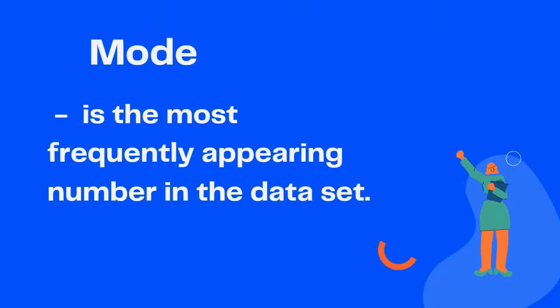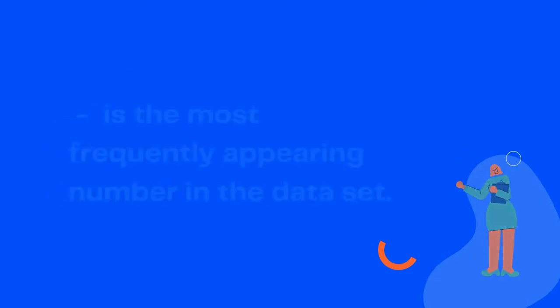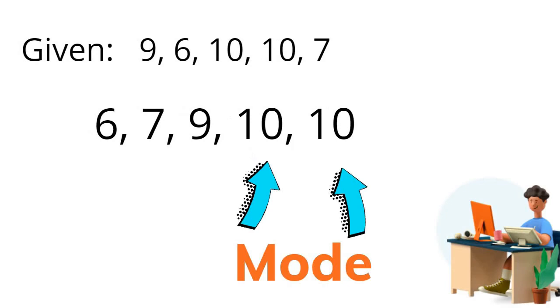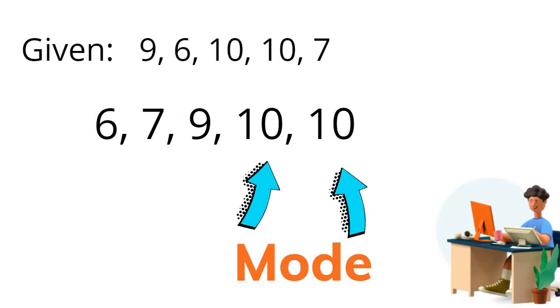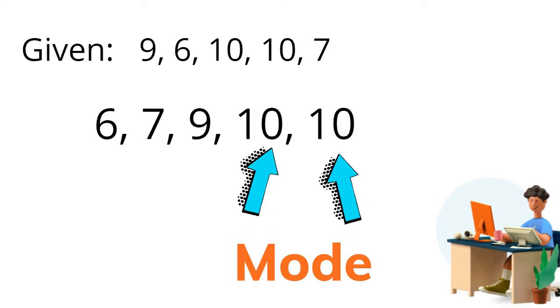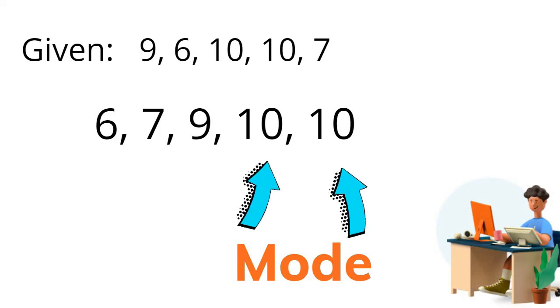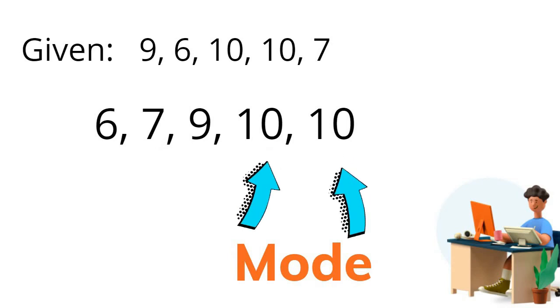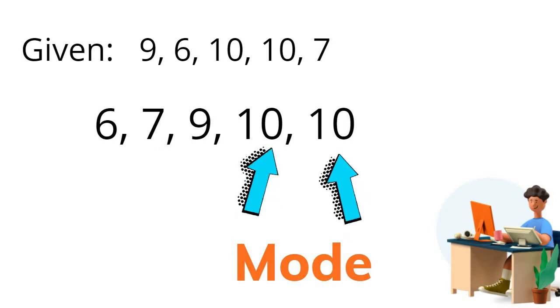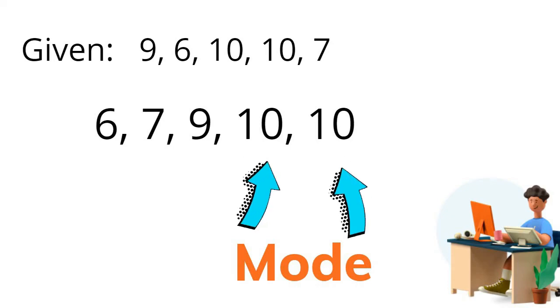Next is the mode. Mode is the most frequently appearing number in the data set. So for example, again, if we have 9, 6, 10, 10, 7, first, we're going to arrange that from least to greatest and then identify the repeated value in the given set and find its frequency. So we have here 10, 10, two 10s, and 10 appears most frequently in the given set. So this is the mode of the given data set.